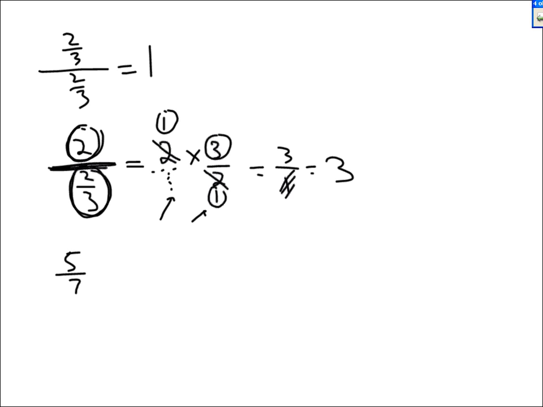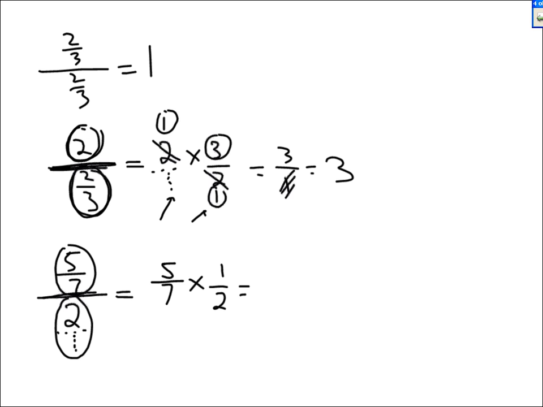You have 5 over 7 divided by 2. If one or both of these numbers are fractions, you play the division by fraction game. You keep the top number the same, you change division to multiplication, and you flip over the bottom number. The 2 is the same as 2 over 1. When you flip it over, you get 1 over 2. You cannot reduce from top to bottom, so you multiply the two top numbers, you multiply the two bottom numbers, and you say, that wasn't bad.